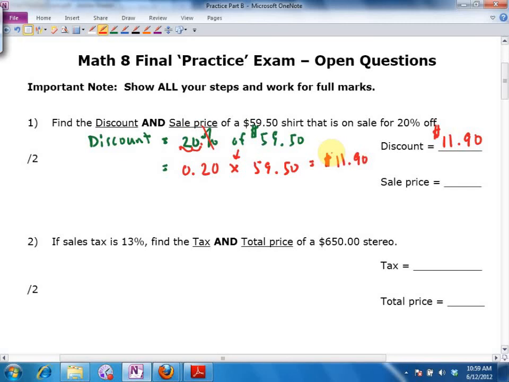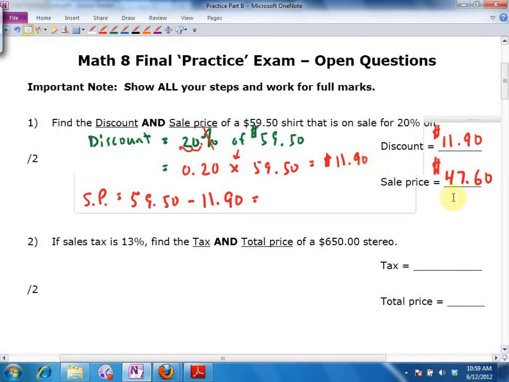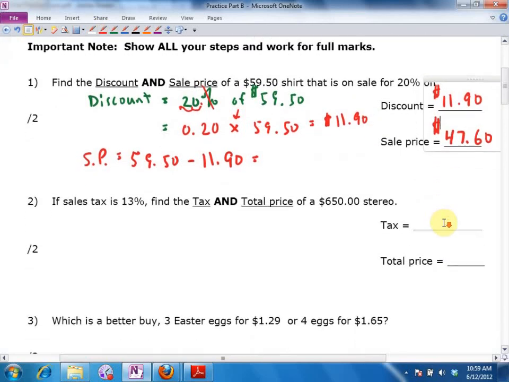And the sale price. How do I get the sale price? I have to subtract that. That's the amount I'm saving, right? Sale price equals the original amount minus $11.90. And I get $47.60. I'm just doing it in my head here, so tell me if I'm wrong, okay? Good. Okay, that's the first one.